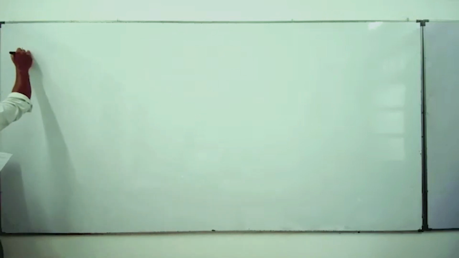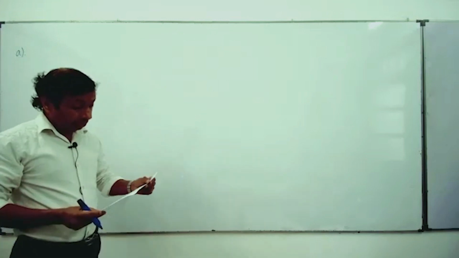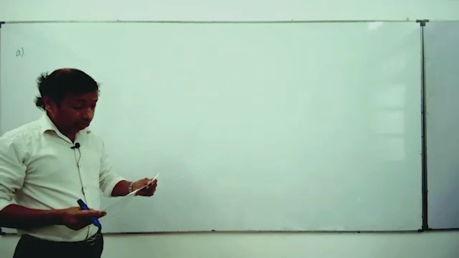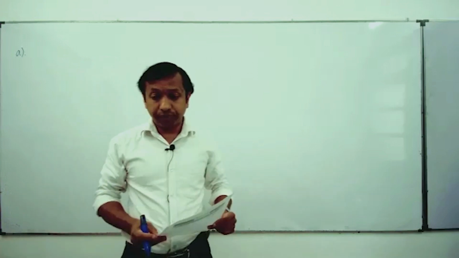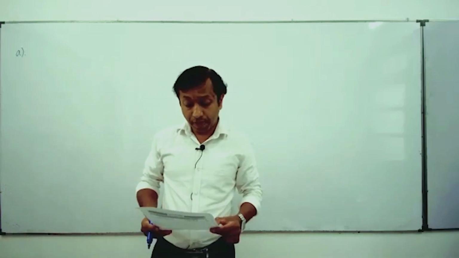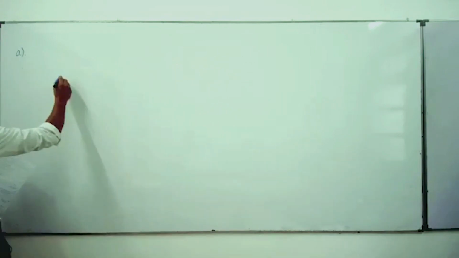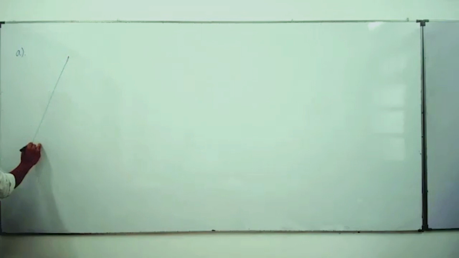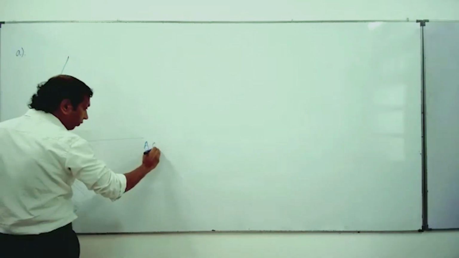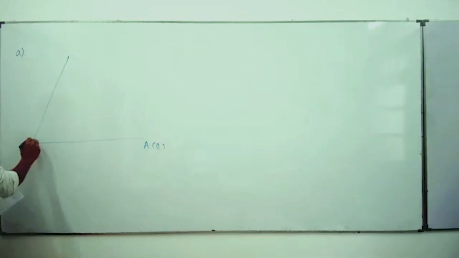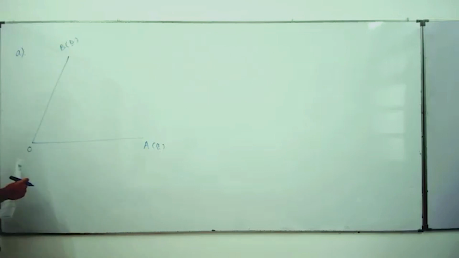Given that relative to a fixed point O, the position vectors of 2 points A and B are simple A vector and simple B vector respectively. Right? This way, A's position vector is simple A. Here O, here B, position vector of simple B.